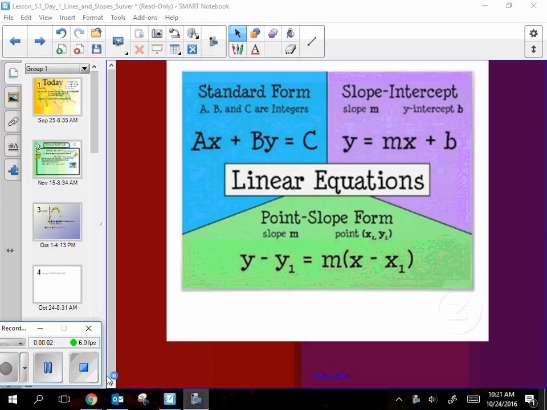Okay, new thing for today is this is lesson 5.1, and reflectors drop working, great.